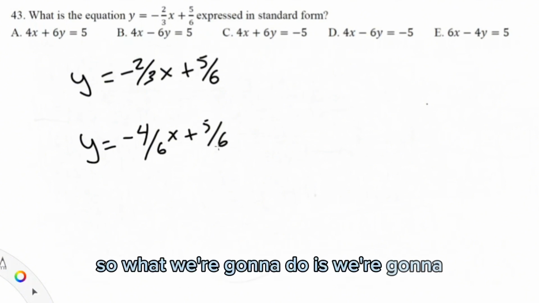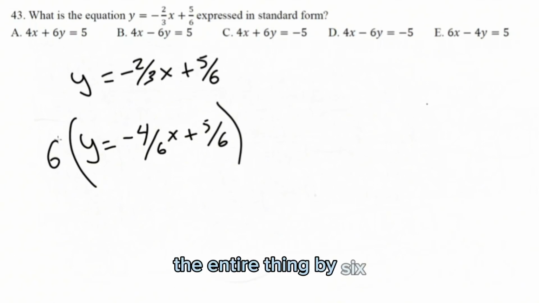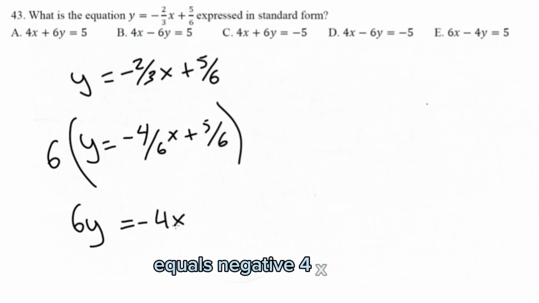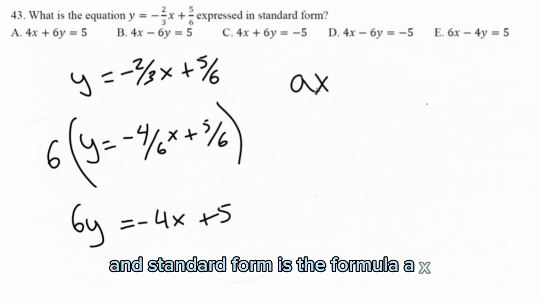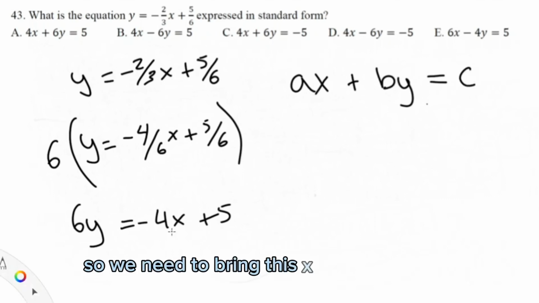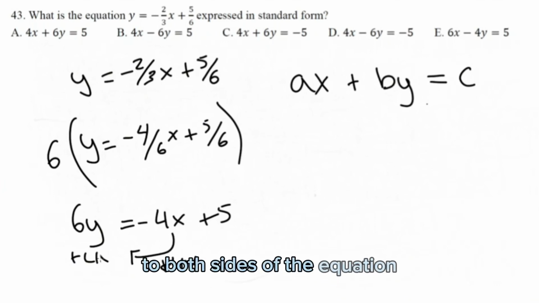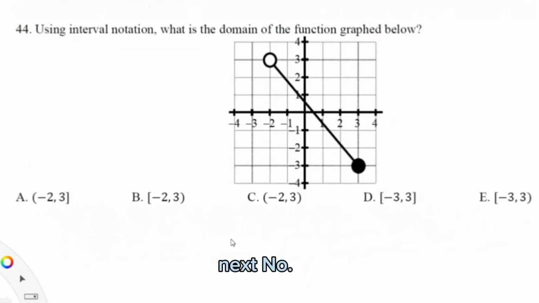So what we're going to do is get rid of this denominator right here, and we're going to do that by multiplying the entire thing by 6. So this now becomes 6y equals negative 4x plus 5. And standard form is in the format ax plus by equals c. So we need to bring this x value over here. We're just going to add 4x to both sides of the equation. And now it becomes 4x plus 6y equals 5. And that's your answer.